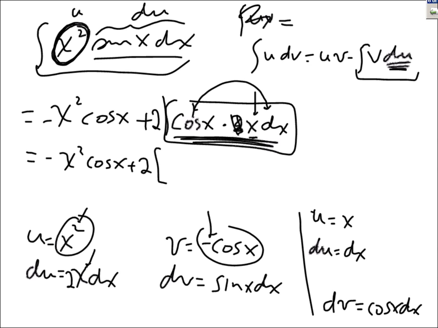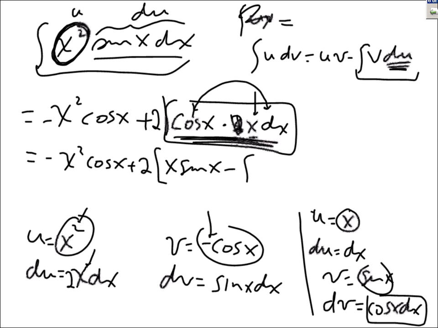And v is not simple. You're just not integrating dx. You get some. So you're going to get u times v. You're going to get x sine x minus the integral of v is sine x, du is dx. But we know this answer. The answer is negative cosine x.